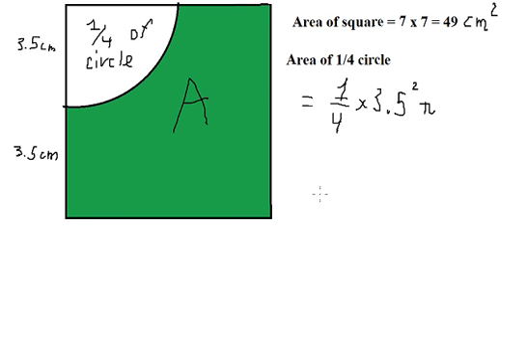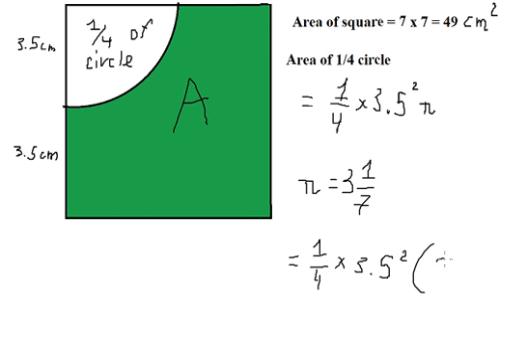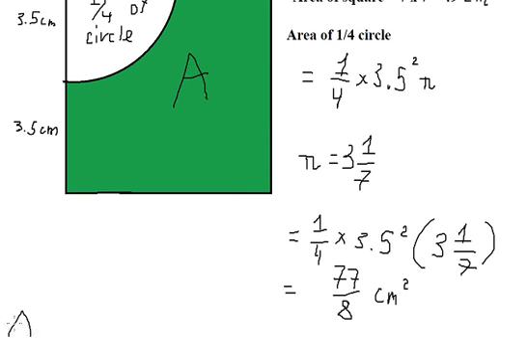But on the exam, we know that they put π equal to 3 and 1/7. Now I will change π into this one. So we calculate this number in here, and we have 77/8 square centimeters. And now the shaded area, that's capital A.